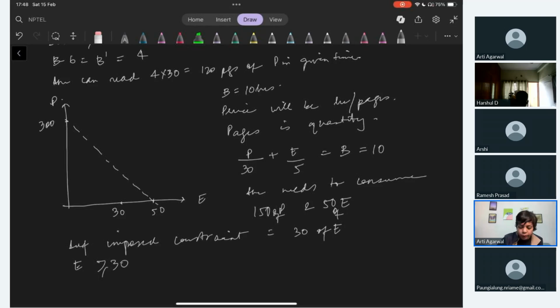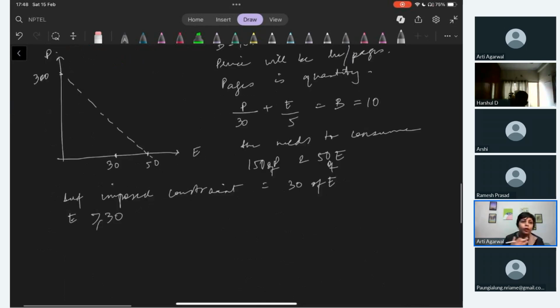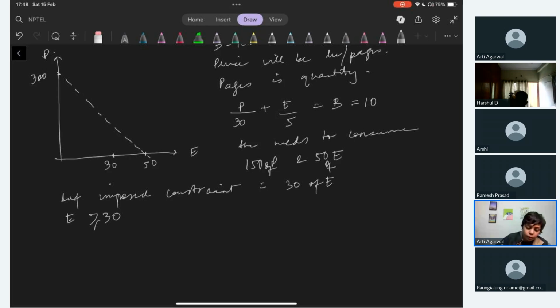So this is the point where she is going to read at least 30, meaning E is going to be greater than 30. It can be up to 50 because she cannot read more than 50 pages anyway, because in 10 hours that is the max she can do. And her assignment says that she needs to do 50 pages of economics and 150 pages of poli science. So now, if she reads 50 pages of economics, she cannot do any quantity of poli science, right? But if she does 30 pages of economics, I think, did we calculate it? No, we can calculate it from this equation now.